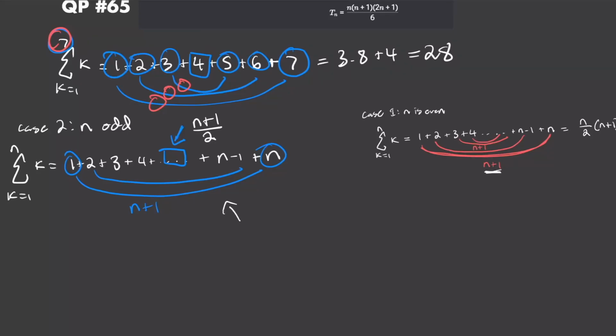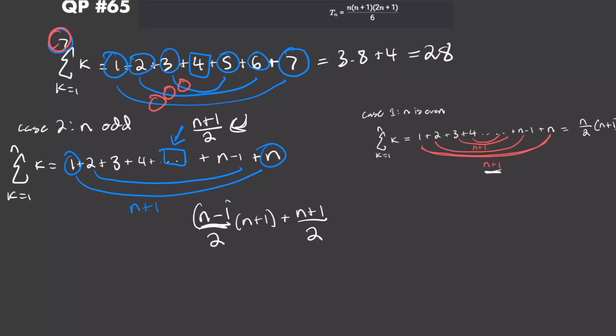Now I have n elements in this sequence. Obviously, I have one that didn't get paired off, so that means I'm going to have n minus 1 elements that did get paired off, so I'm going to have n minus 1 divided by 2 different pairs of elements. All of those pairs are going to sum to n plus 1, and then for my final remaining element that didn't get paired off, it's just going to be n plus 1 divided by 2. So this is going to be my formula when n is odd.